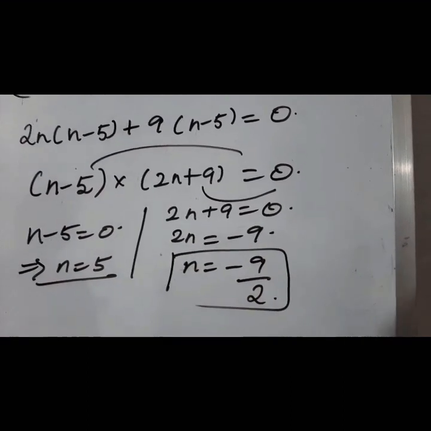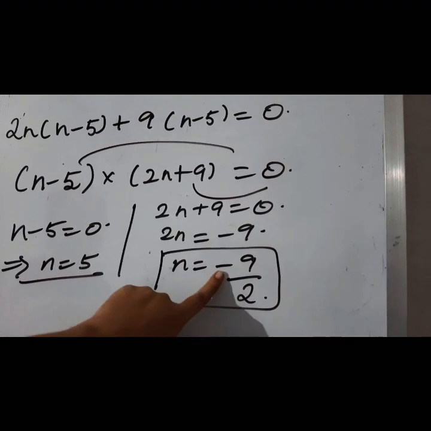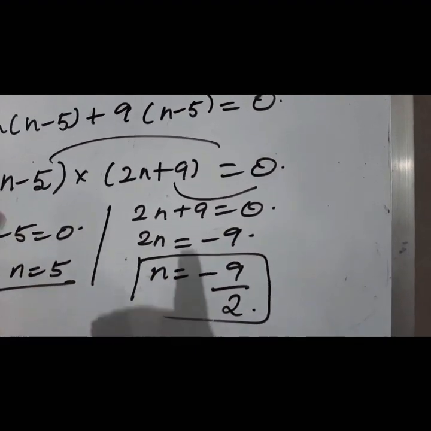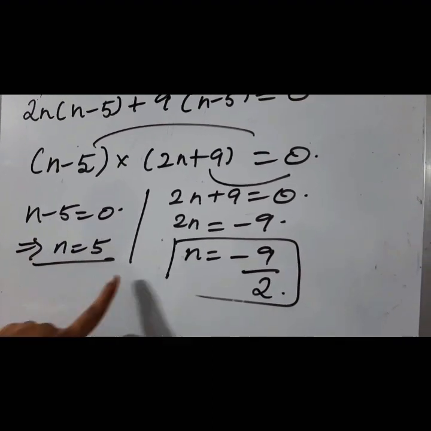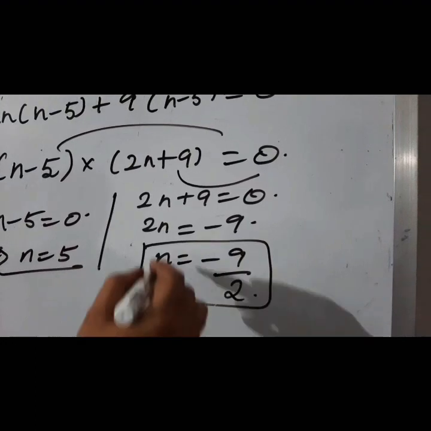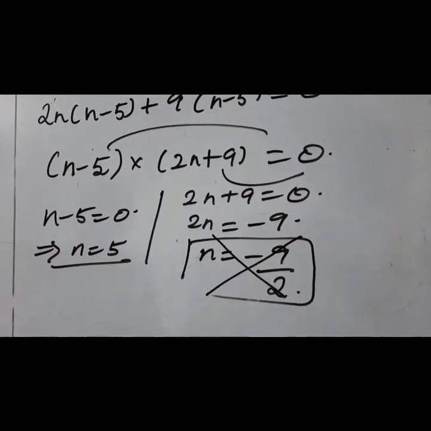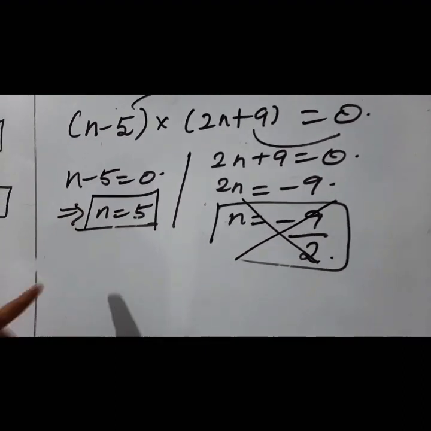We got two values of n. I told you n will never take a negative value. N will never be a fraction or a decimal. N should always be a positive whole number. N should not be an integer also. So neglect the value of n is equal to minus 9 by 2. The value of n is 5. So we found out the value of n is 5.